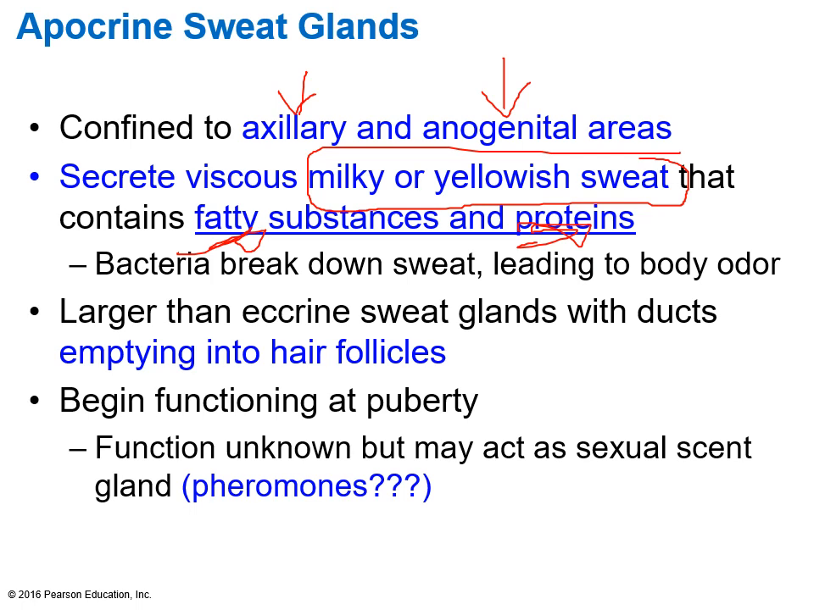Apocrine sweat glands, in addition to their difference in secretion with the merocrine sweat glands, another difference is that their ducts will actually empty into the hair follicles. So they will share an opening with the hair growing on the scalp or in the armpit and genitalia areas. And a lot of people will also talk about apocrine sweat glands as having to do with the production of an individual scent. Some people like to call that a pheromone.